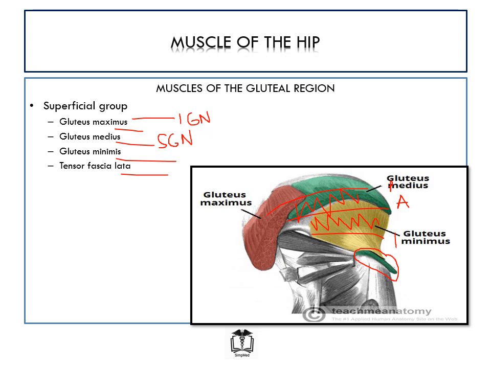It inserts at the anterior surface of the greater trochanter, so you can see both the gluteus minimus and gluteus medius insert at the greater trochanter. The gluteus medius inserts at the lateral surface of the greater trochanter. The gluteus minimus inserts at the anterior surface of the greater trochanter. So they're just inserting at different points on the greater trochanter.